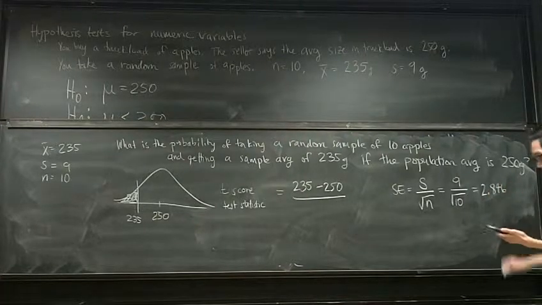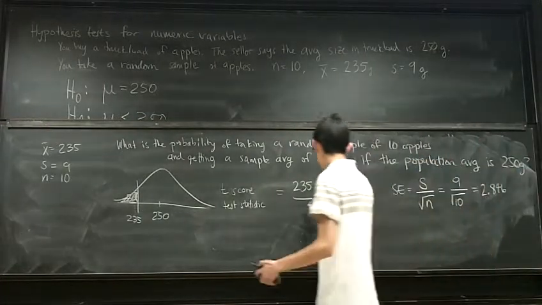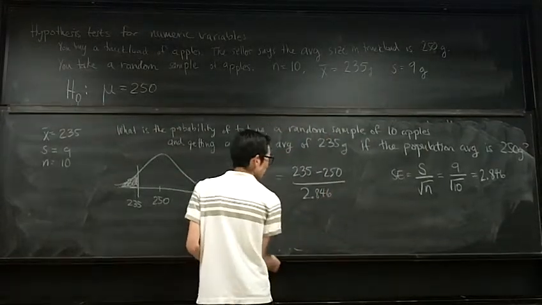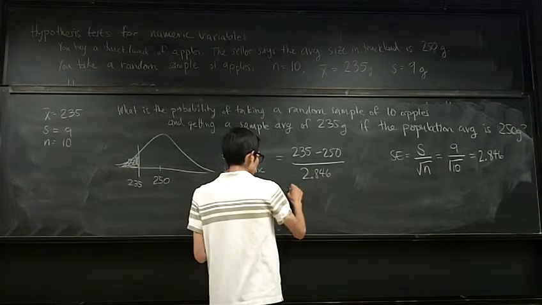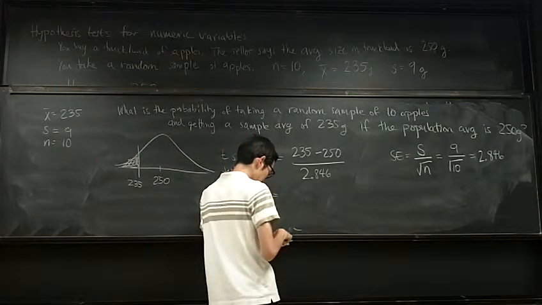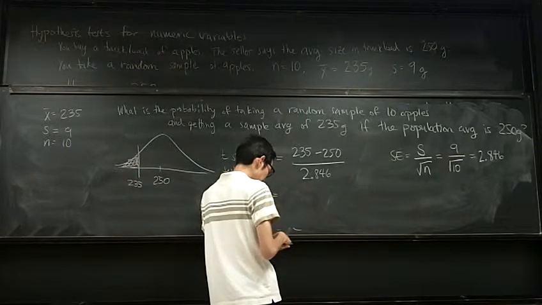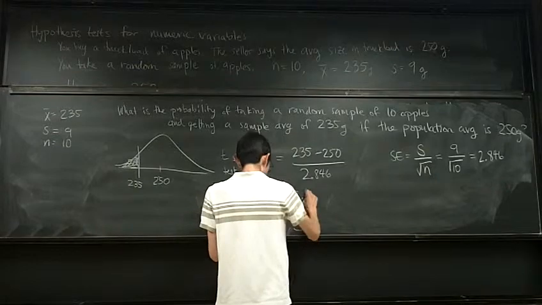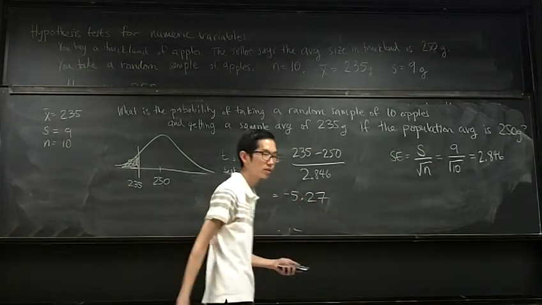2.846. Okay, so 2.85. So I do 2.846. So I do 235 minus 250 divided by 2.846, and I get negative 5.27.